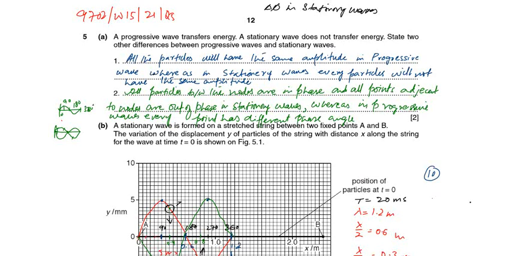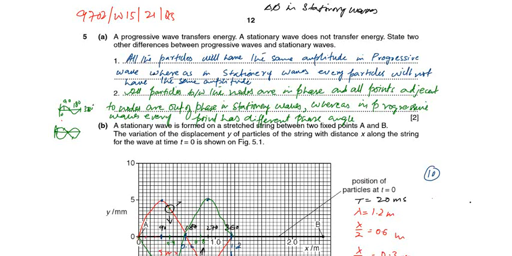9702 October November 2015. Paper 2 Unit 1 question number 5. This question is about the phase difference in stationary waves and the properties of stationary waves.